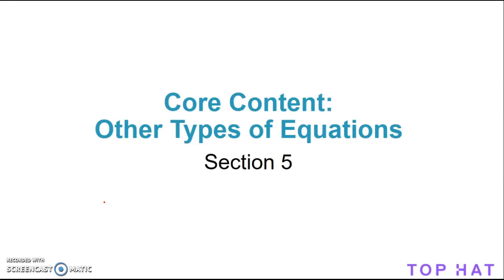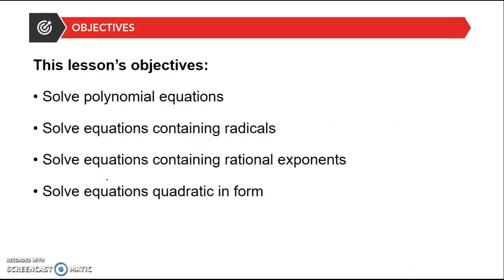Another section we would cover in class is section 5, which covers other types of equations. There's quite a few types of equations in this section. Specifically, we're going to talk about polynomial equations, which linear and quadratic are really a subset of, equations containing radicals, equations containing rational exponents, and lastly, equations that are quadratic in form.